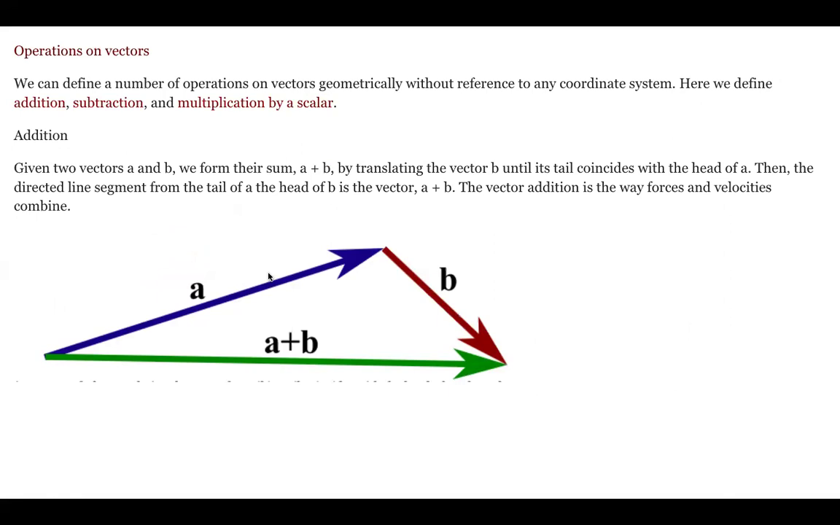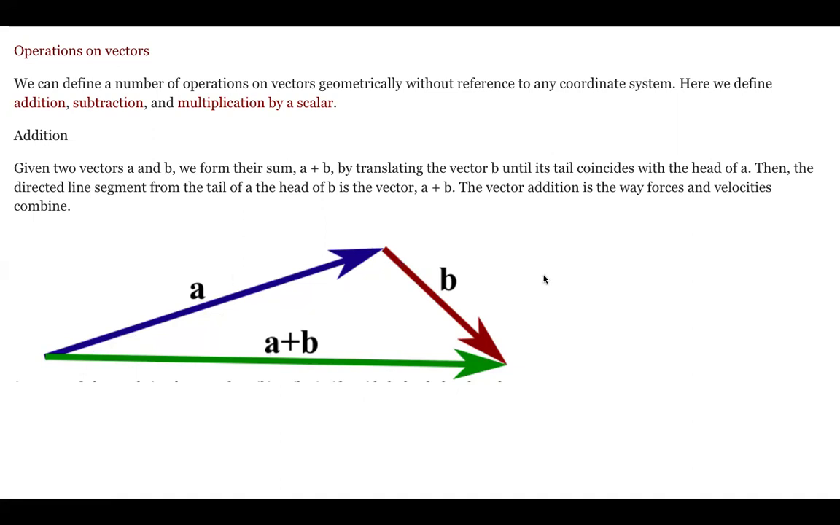Now, having known the fundamentals, what a vector actually is, let's see the different operations that we can do. We can do addition, subtraction, and multiplication by a scalar. Now, addition on vectors. Given two vectors A and B, if we want to add A plus B, by translating the vector B, how do we do it? We take vector B and point it to the tip of A. We translate B until it points to the tip of A, and wherever B ends, this is A plus B. So this becomes A plus B.